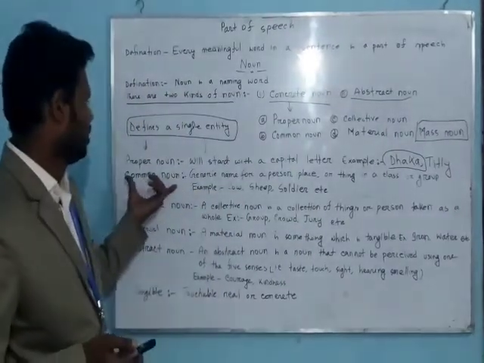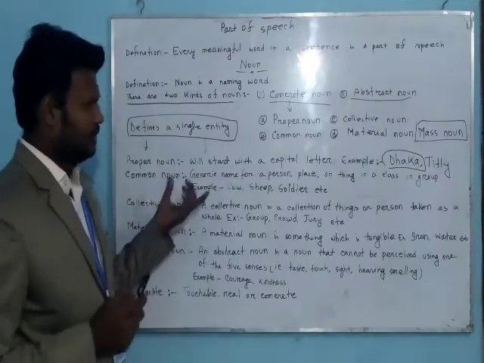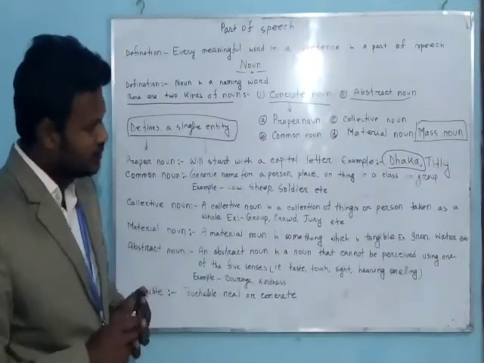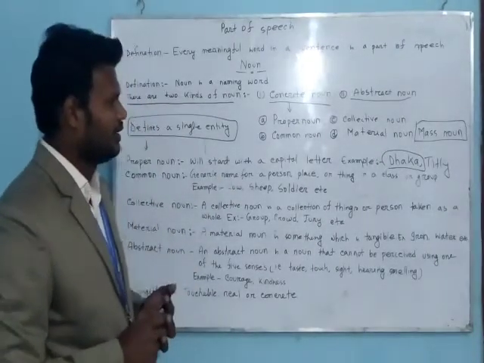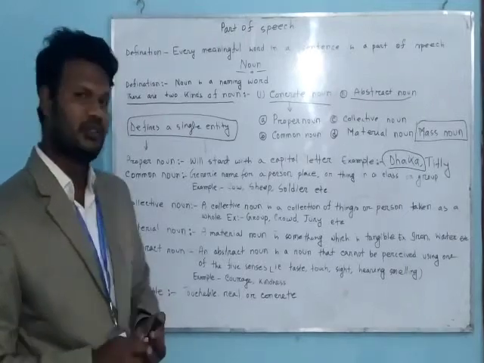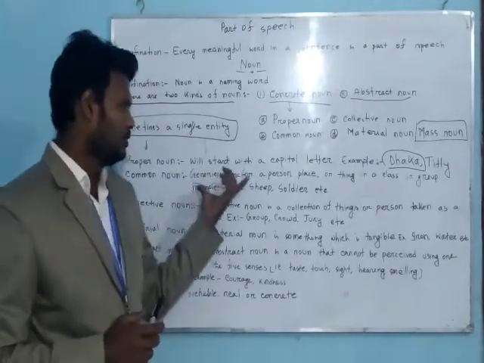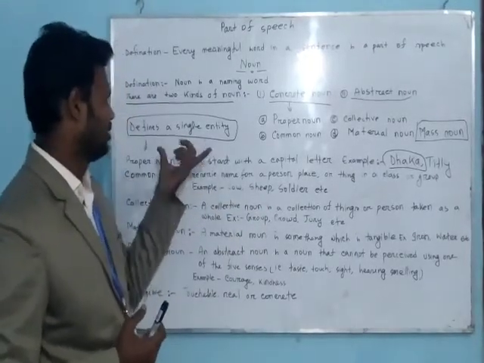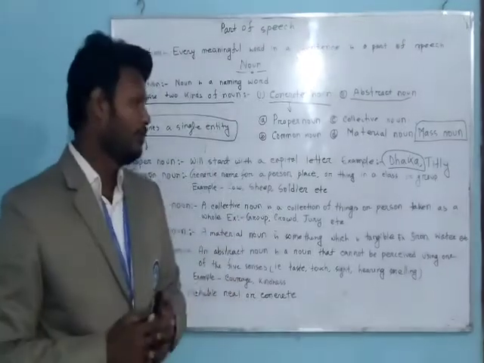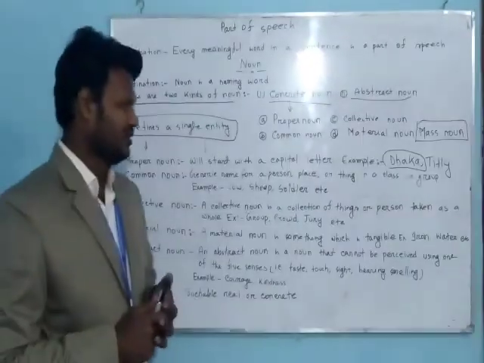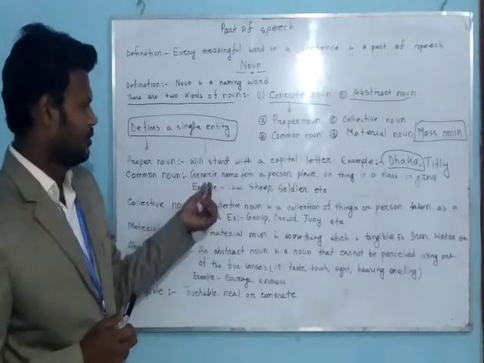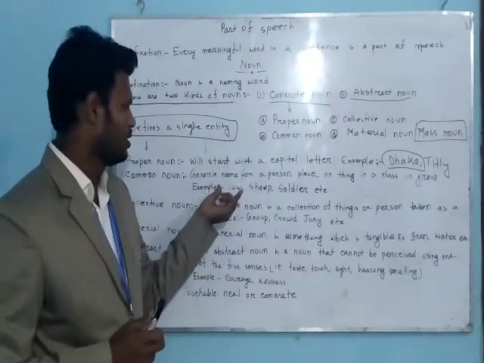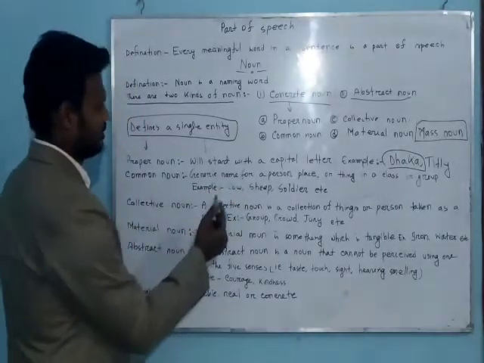So let's talk about count noun now. Please concentrate here. Generic name for a person, place, or thing in a class or group. So what is generic name? When you are telling someone a name, the name will apply not only to a single entity, it will describe a group or class or something like that. If you look at the example, you will get the information here. The example is cow.